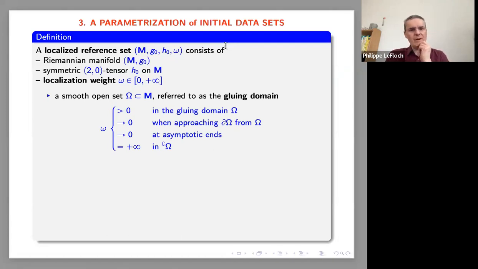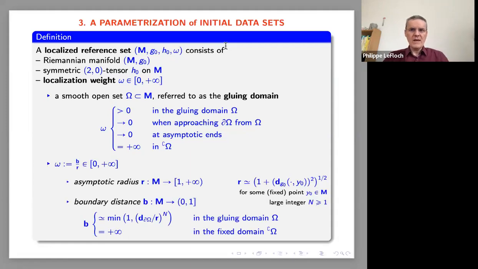And what we would like to do is take this weight to be positive inside the gluing domain, to vanish at the boundary, and to vanish at the asymptotic ends, if there are any. But again, in the example of the cone, there will be one end and this weight is going to zero. And I found it convenient to take the weight to be plus infinity in the complement. I can even give you a little bit more structure about how this weight is built. It will be 1 over r, where r is a certain distance that I can compute at asymptotic ends. And there is also a factor b, which is a distance to the boundary of my gluing domain. Okay, so it's quite intuitive.